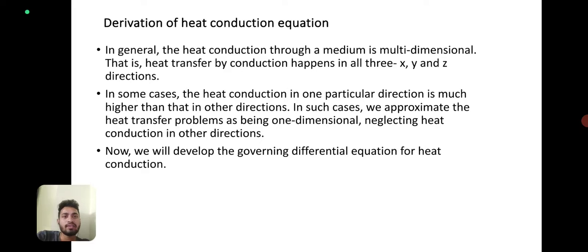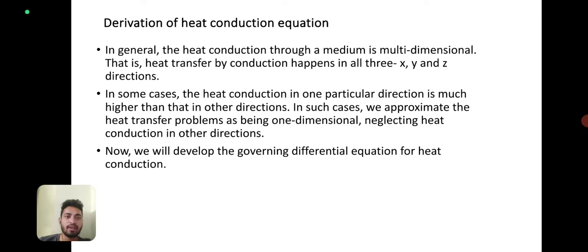Derivation of heat conduction equation. In general, the heat conduction through a medium is multidimensional, that is, heat transfer by conduction happens in all three directions x, y, and z. In some cases, the heat conduction in one particular direction is much higher than that in other directions. In such cases, we approximate the heat transfer problems as being one dimensional, neglecting heat conduction in other directions.